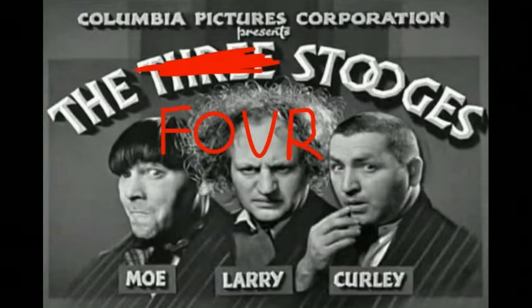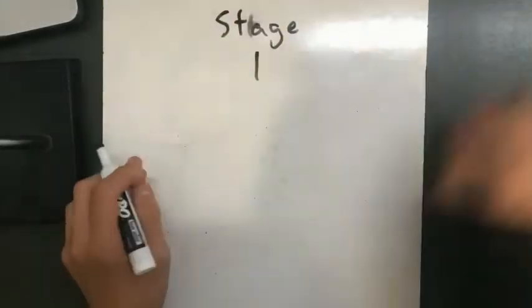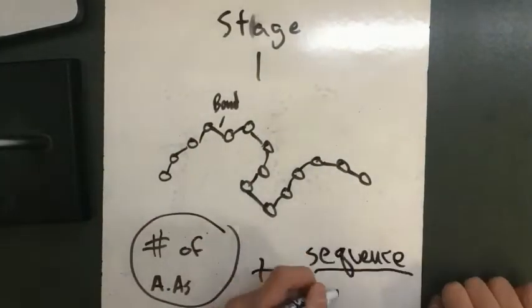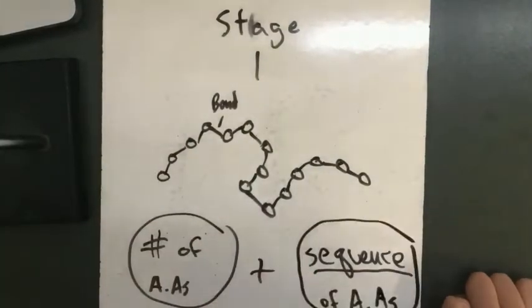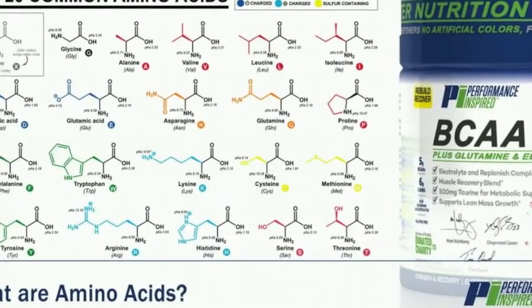There are 4 stages to a polypeptide chain becoming a protein. Stage 1 is called the primary stage. This is where the amino acids are bonded together and become a chain. There are a number of factors that determine what the eventual protein will be, including the number of amino acids, what amino acids are in the chain, and the sequence of the amino acids.